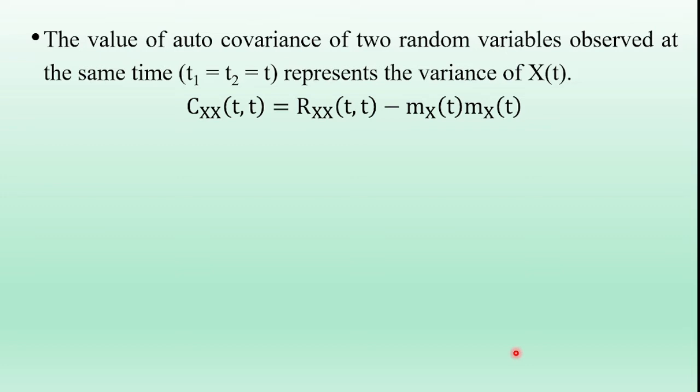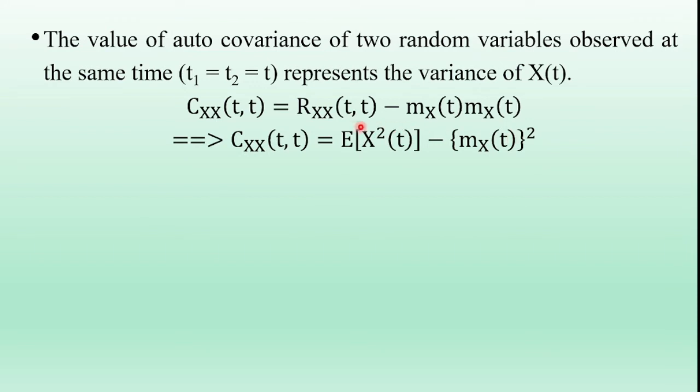Okay, applying this condition into the above expression, observed at the same time, the autocovariance function of the random process is Cxx of t comma t, with t1 equal to t and t2 equal to t. So which is equal to Rxx of t comma t minus mx of t into mx of t.